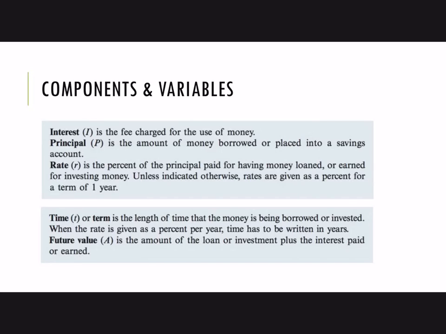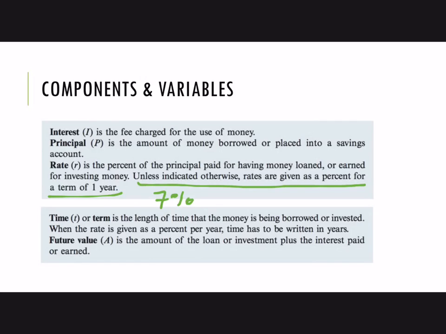And then rate, represented by a lowercase r, is the percent of the principal that's paid for having money loaned or earned for investing the money. And in this textbook, unless you see it indicated otherwise, we're going to assume that all the rates are given as percents per year. So if you see something like 7%, then that's an annual rate, or 7% per year.